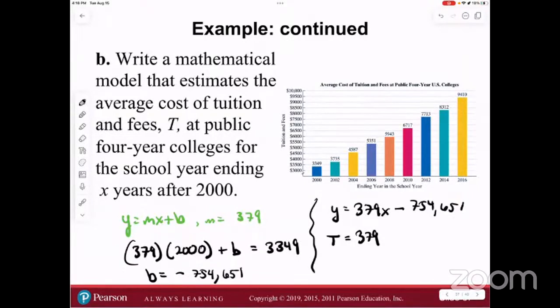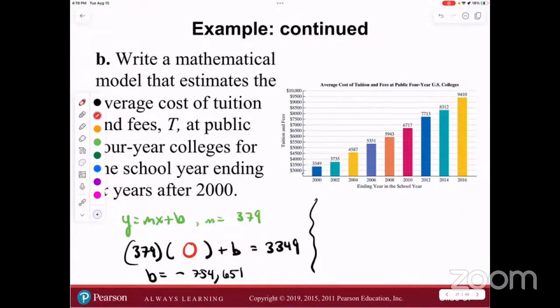Now, we might be able to augment this if we let 2000 be year 0. Okay, yeah, let's do that. I feel like that's going to be a lot better. Let me back up some. So I'm going to let the year 2000 be year 0, right? If the year 2000 is year 0, then we can replace this guy with a 0, and I'll do this in red. Then our y-intercept becomes 3349. Okay, so we'll do that here.